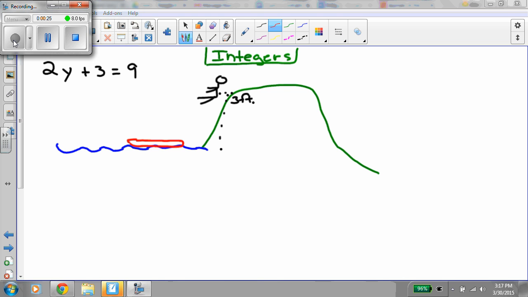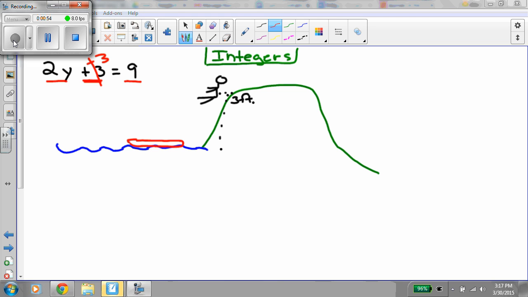So if we have 2y plus 3 equals 9, remember we want to isolate the variable and we just want to get y left on the left side of the equation here. One of the first things that we did is, if I have a plus 3, I need to get that to 0. I need to have no integers on the left side of the equal sign. And the only way I can do it is by subtracting 3, because 3 minus 3 is going to equal 0. But whatever I do to the left side, I have to do to the right side.